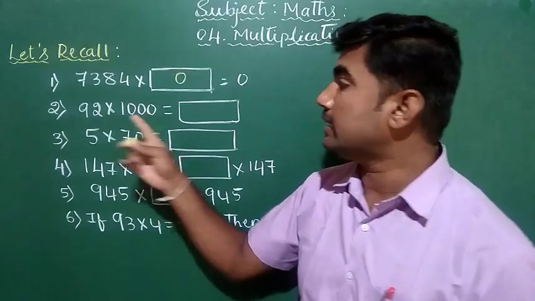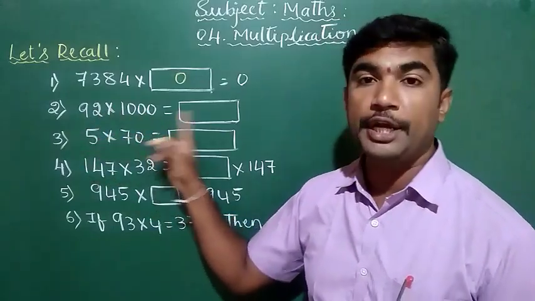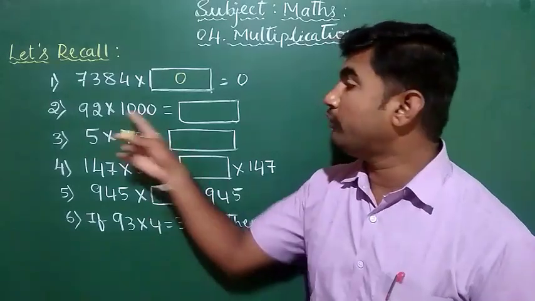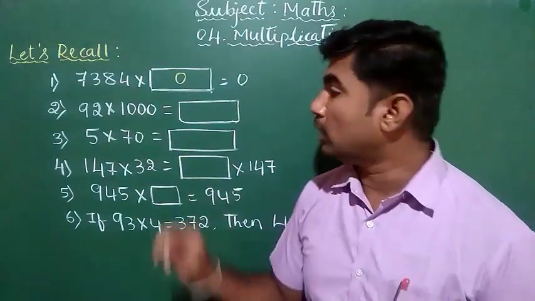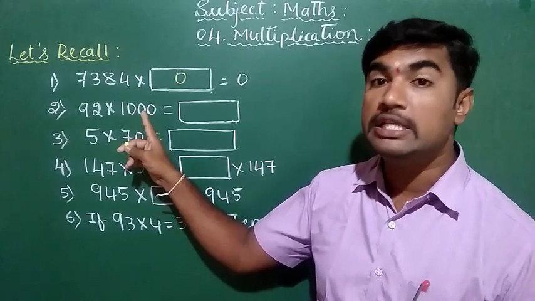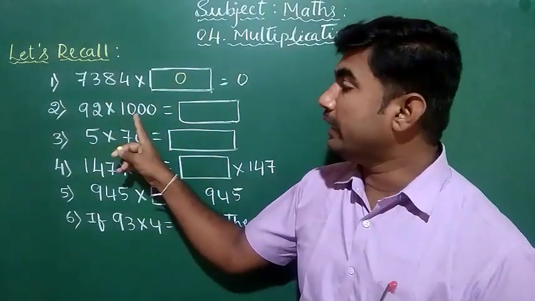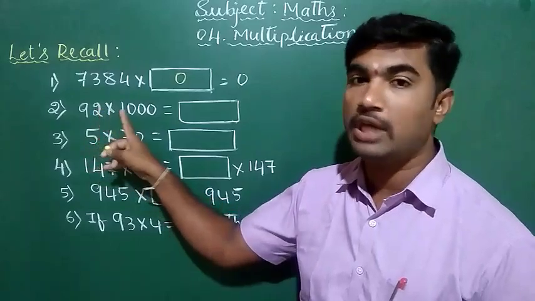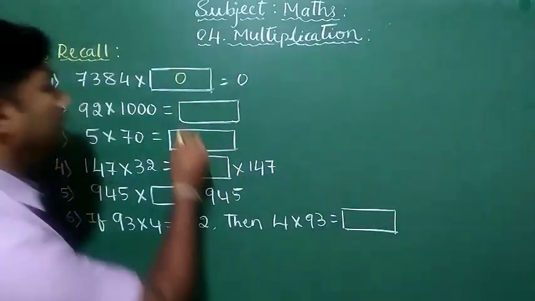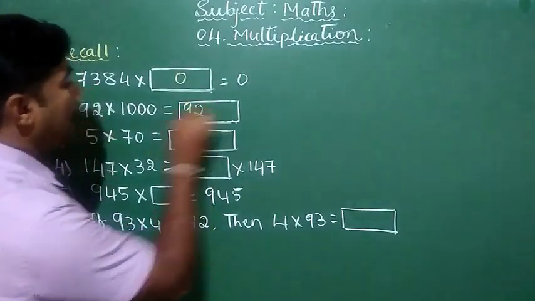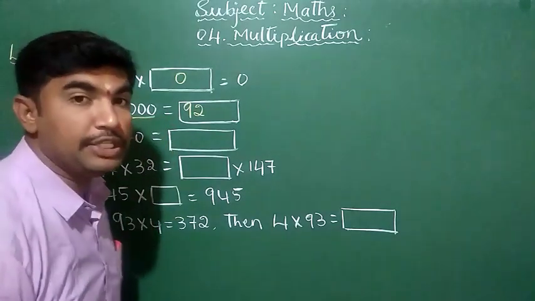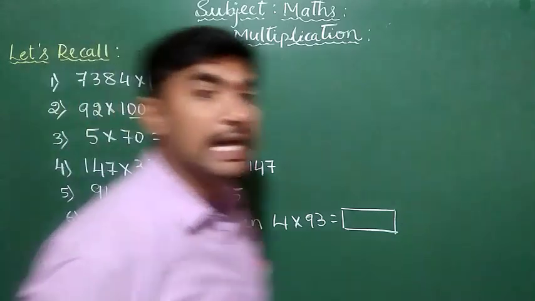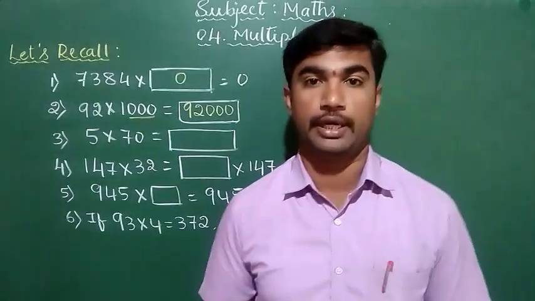The second question is 92 into 1000 equal to how much? My dear students, we can easily solve these types of problems. When we have zeros, leave these zeros and multiply 92 into 1. 92 ones are 92, so write down here 92. And how many zeros are there here? 3 zeros are there, so those 3 zeros we need to write here. The answer is 92,000.